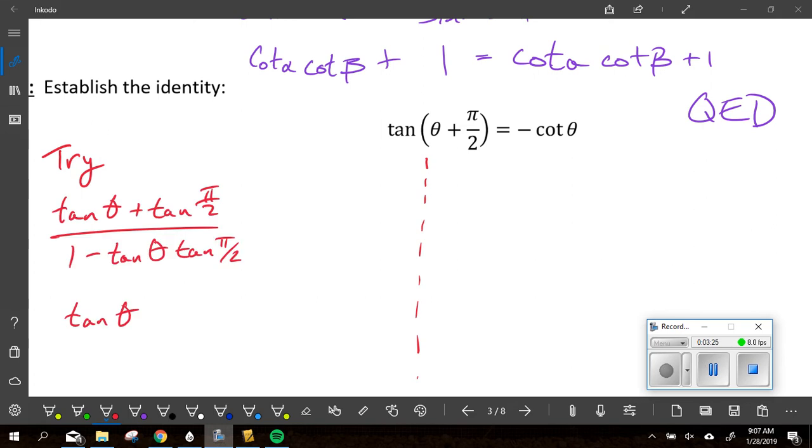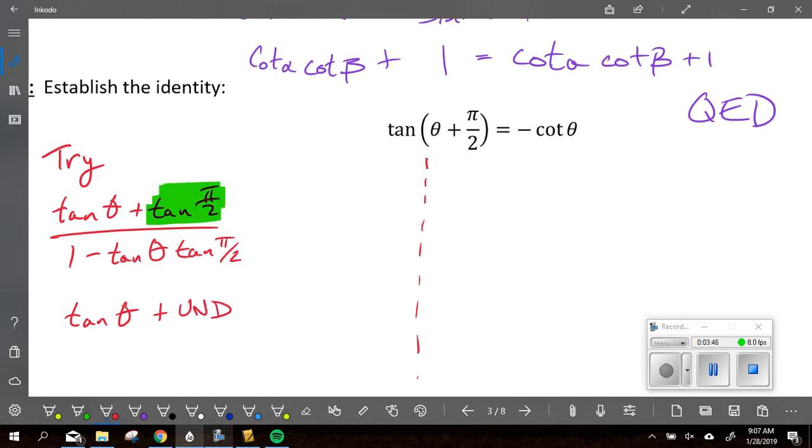As we start to solve this, we had tangent of theta plus tangent of pi over 2, we set it up. There's nothing wrong with that part. But as we started to simplify, tangent of theta is fine. What about tangent of pi over 2? What does that get me here? Tangent of pi over 2 is undefined.